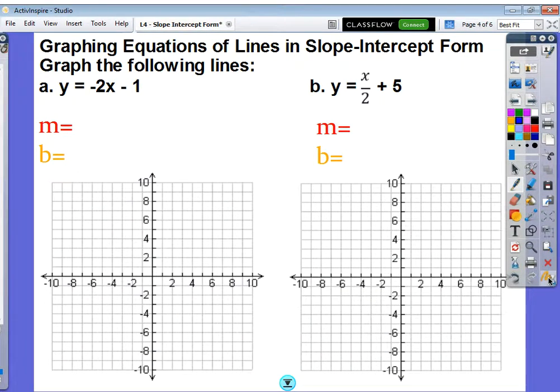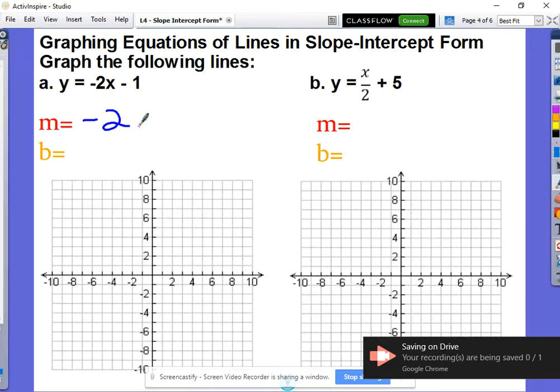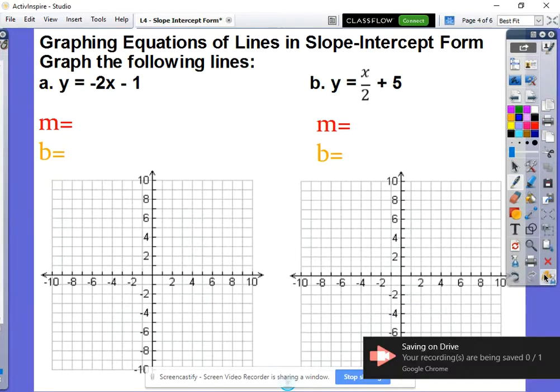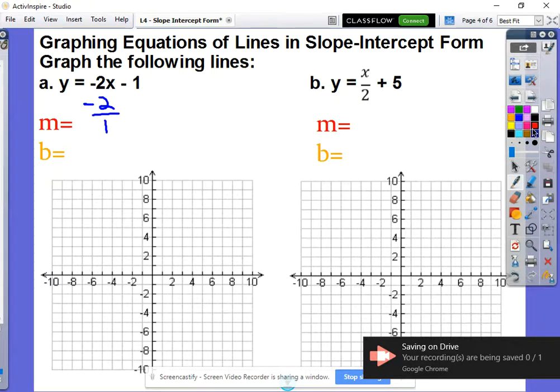All right, hopefully you've written down -2 as your slope for our first equation. If you would, go ahead and write that as -2/1. You're going to see why I'm doing that in a couple of seconds. Okay, I'm going to write that one more time: -2/1. And your b value there is going to be -1. And then over here, hopefully you've identified your slope as, once again, that invisible one, so 1/2, and your b value as +5. Now here's the thing that you have to remember.